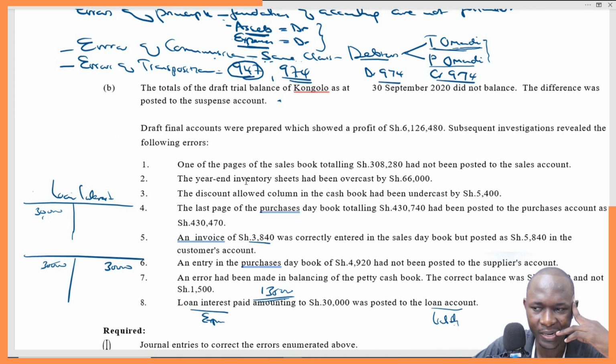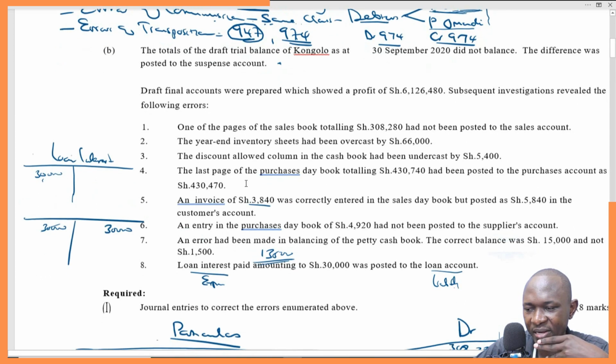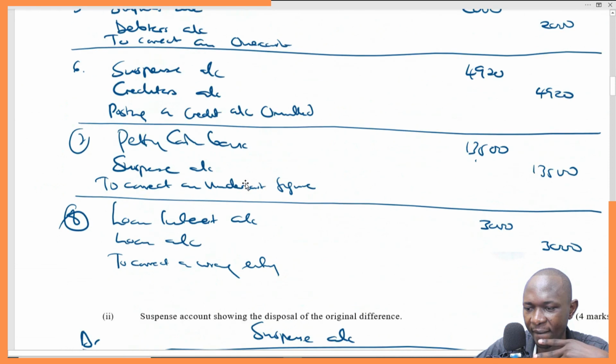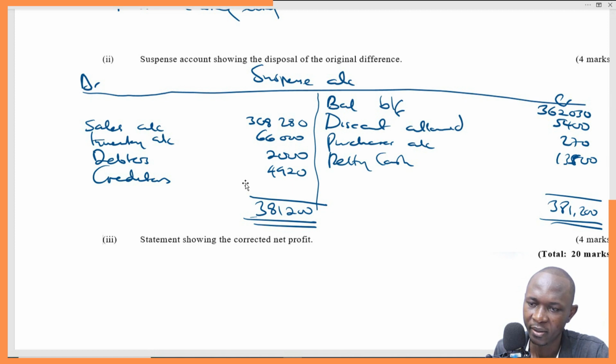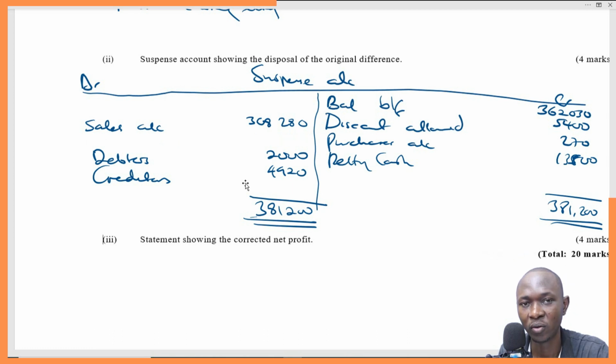The year-end inventory sheets had been overcast by 66,000. I think there could be something here. Normally the year-end inventory, we don't include that in the trial balance. So maybe we'll just correct it, but we will have to exclude it from here so that we don't show it here. You might want to confirm, but normally we don't include the year-end inventory in the trial balance. It's normally part of the additional information.